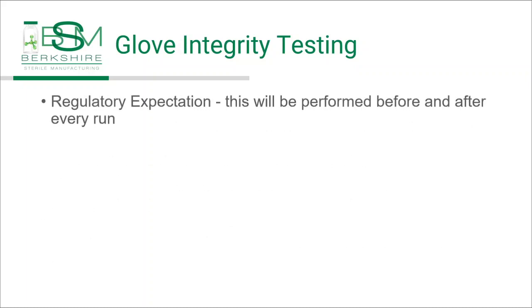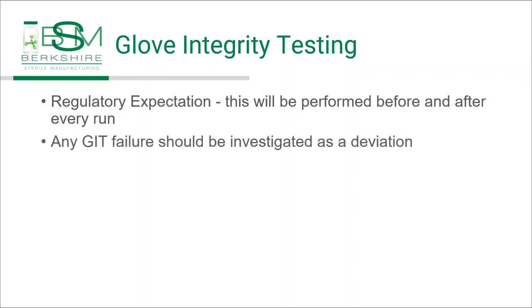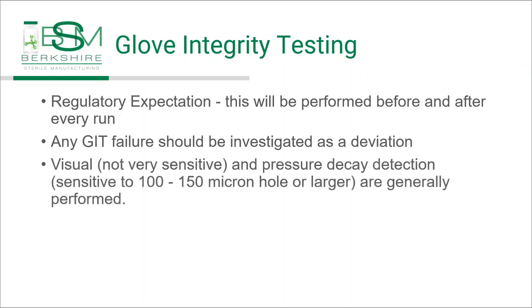Glove integrity testing. It's a regulatory expectation that this will be performed, as I said before, before and after every run. Any glove integrity failure should be investigated as a deviation and should include a risk assessment of the potential risk to the product that was being produced. Glove integrity tests are usually visual, which is not very sensitive, and a pressure decay detection, which is sensitive to a 100 to 150 micron hole or larger.